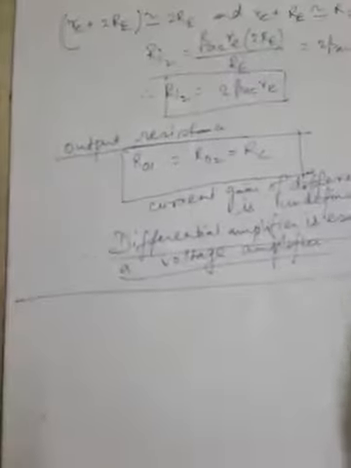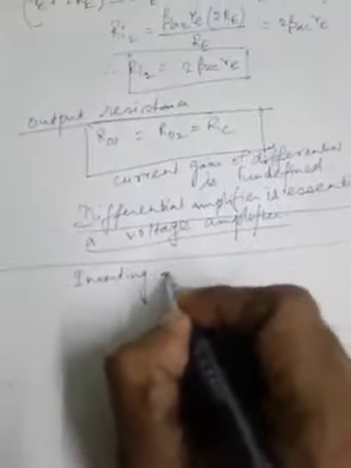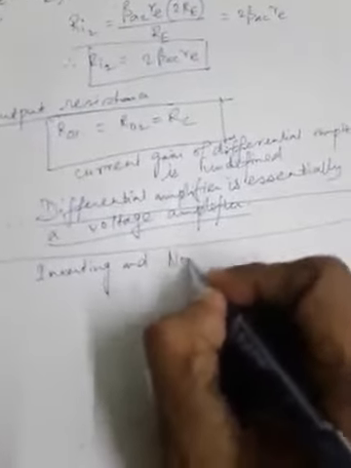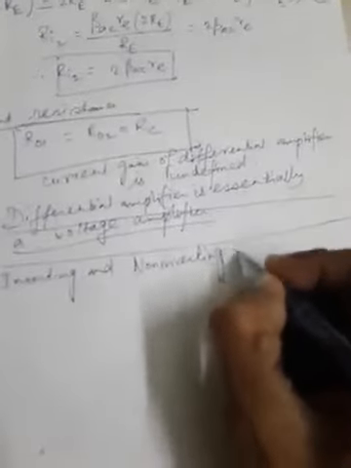So this is all about the differential amplifier. Now let us, based on this concept of differential amplifier, move on to define two more things for op-amp, that is inverting and non-inverting inputs, because we have seen in the differential amplifier it is dual input configuration, so there must be two inputs and they are named as inverting and non-inverting inputs.